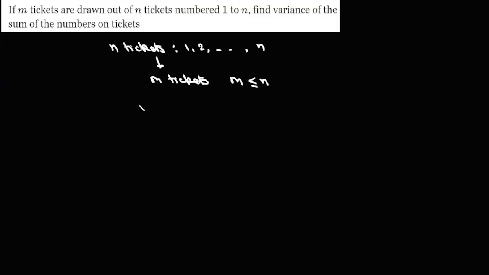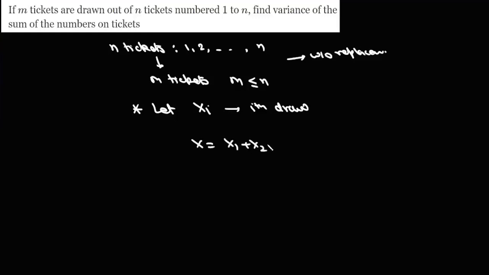Now way to go about it is, we'll assume that let xi be the number on ith draw, and here we are selecting these numbers without replacement. Now we need to find variance of sum of these numbers on tickets. So what we'll do is we'll define a random variable x, which actually is sum of x1 plus x2 plus ... xm. So we'll simply write this summation i varies from 1 to m xi, and we have to find variance of this random variable x.